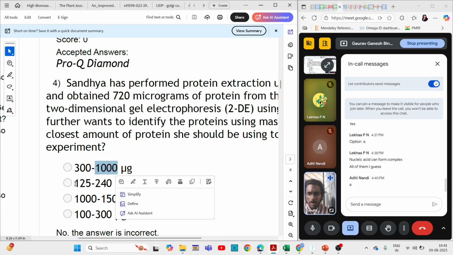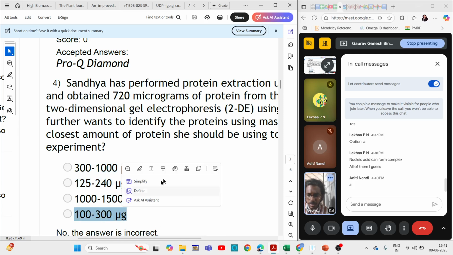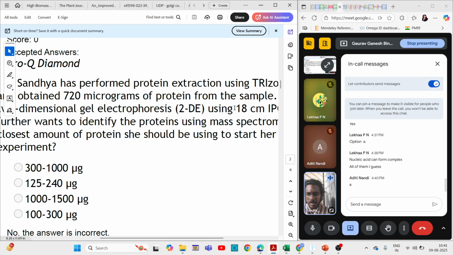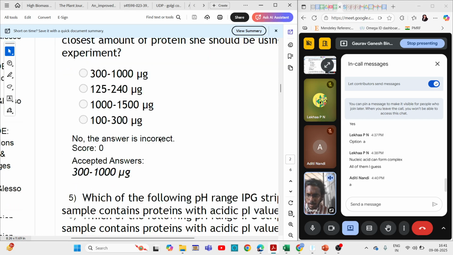If you're not doing mass spec ahead, then these concentrations also work just to detect. But as you want to do mass spec analysis later, you'll need certain protein sample preparation of that specific protein. That's the reason you'll need a bit higher, which is around 300 to 1000 micrograms.